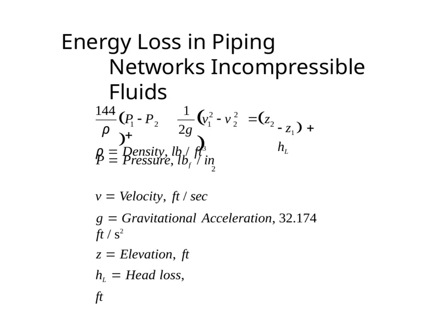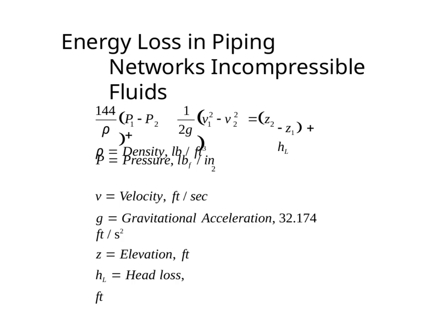Here, we're looking at the fundamental equation for energy loss in piping systems carrying incompressible fluids. It ties together pressure, velocity, elevation, and losses due to friction or fittings, all expressed in consistent units. The equation balances energy at 2 points along the pipe, accounting for head loss, which represents the energy lost as fluid moves through the system.